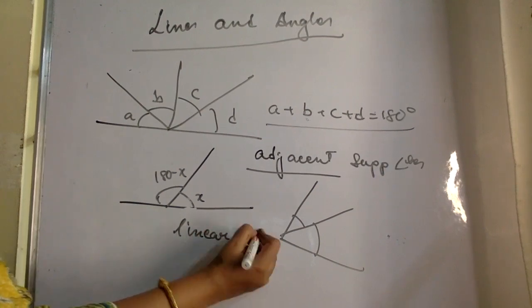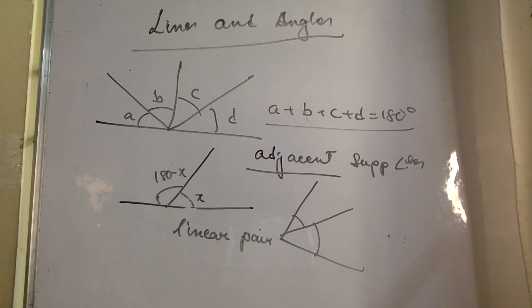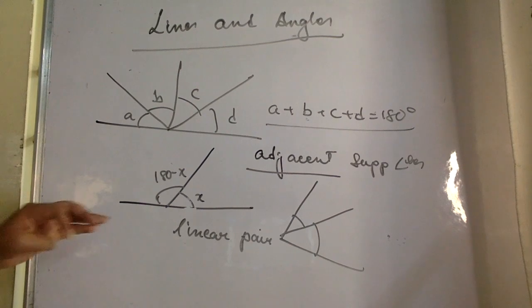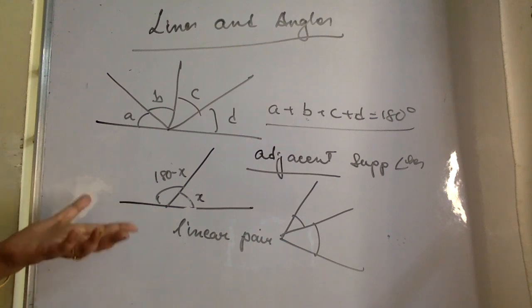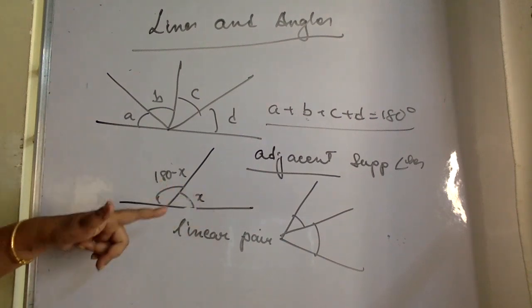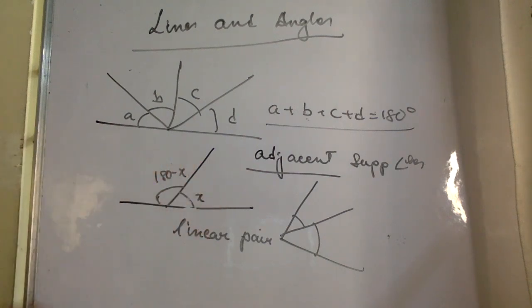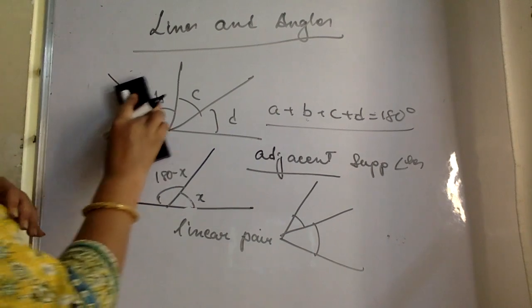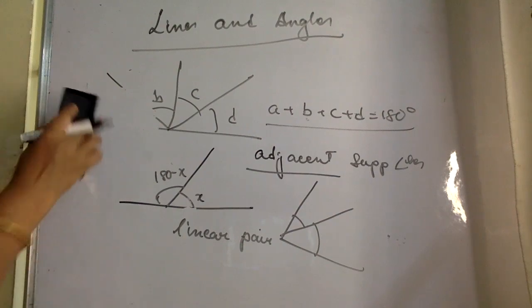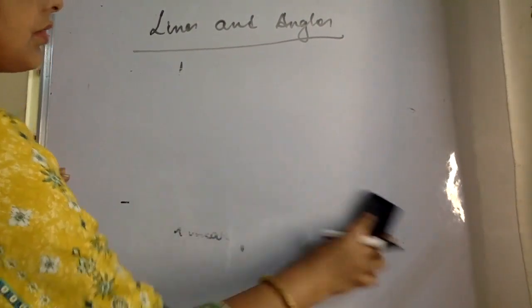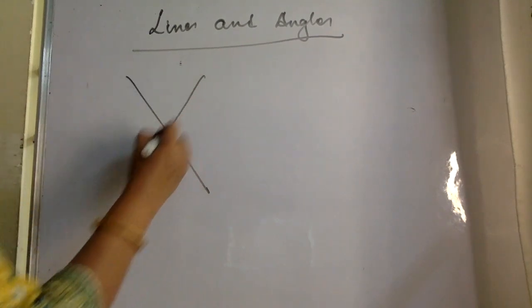Remember, the word linear comes from line. So a linear pair is whenever we have a pair of angles on the same straight line. Now this is a straight line, and in this we have 180 minus x and x. So this forms a linear pair or adjacent supplementary angles. Now another thing that we are going to use in this video is called vertically opposite angles.